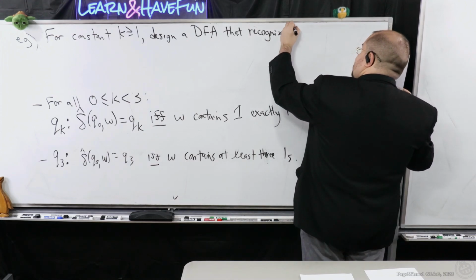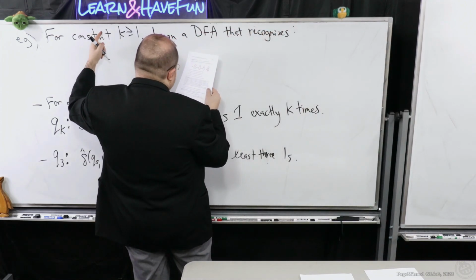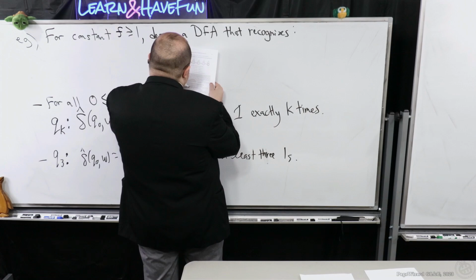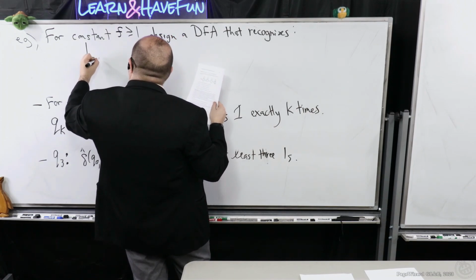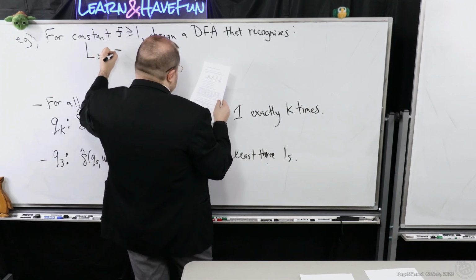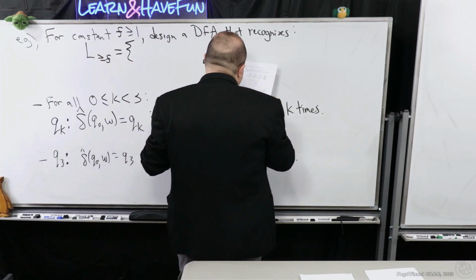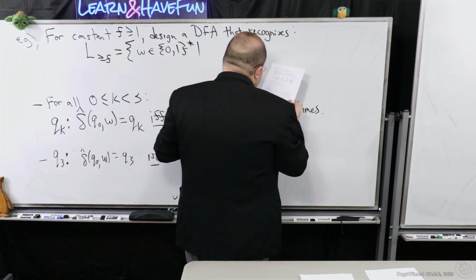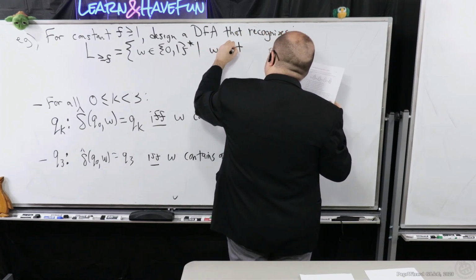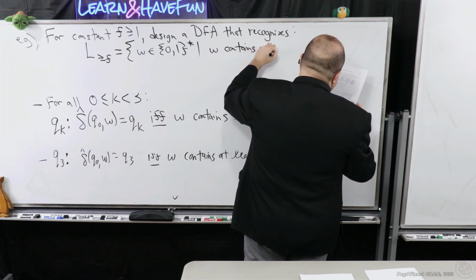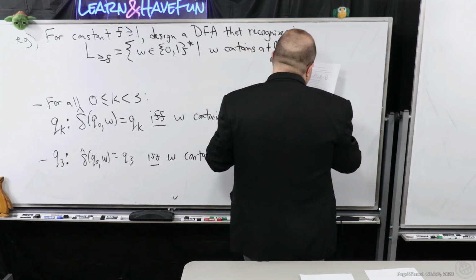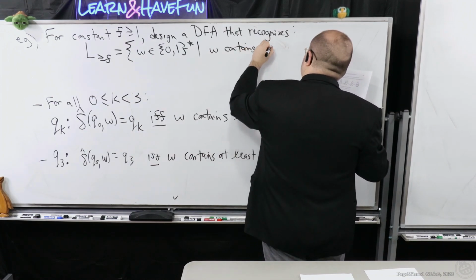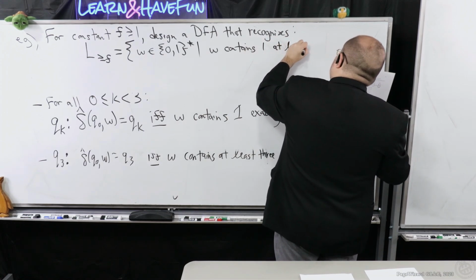the following language. We're going to call it, actually, instead of k, let's go with f. I'm going to call it f. It sounds like f for frequency. So I'm going to call it L at least f. So this is for a fixed f. So it's a set of all binary strings such that W contains at least, I'll say contains 1 at least f times.